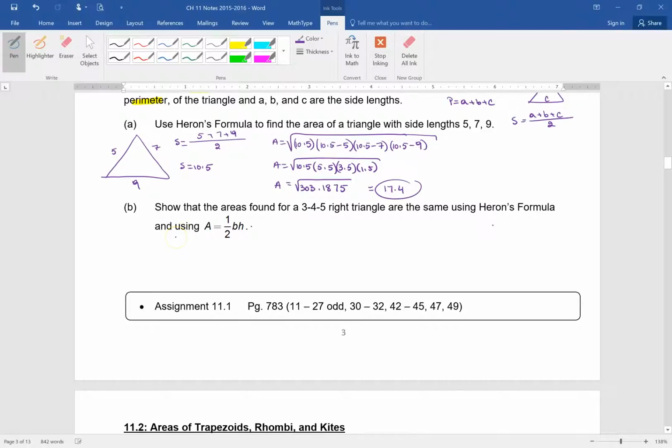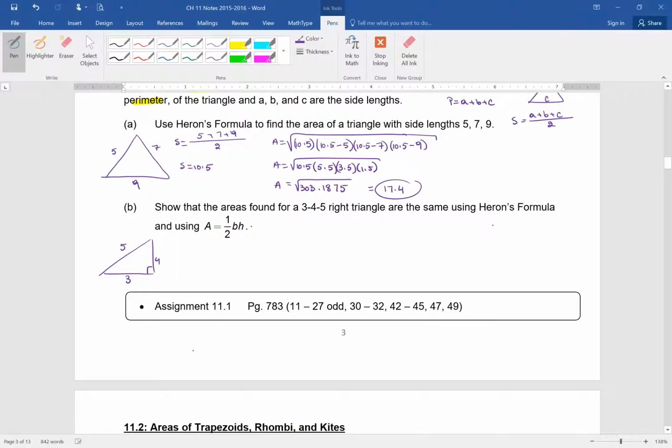Now, here, we have to show that this is true. So show that the areas found for a 3, 4, 5 right triangle are the same using Heron's formula and using area equals half base times height. All right, so here is a 3, 4, 5 triangle. You know that that's a right triangle.